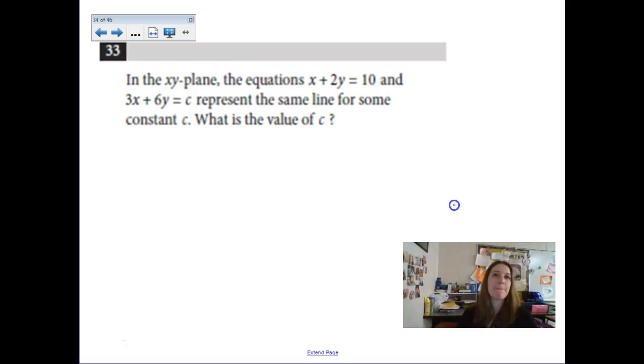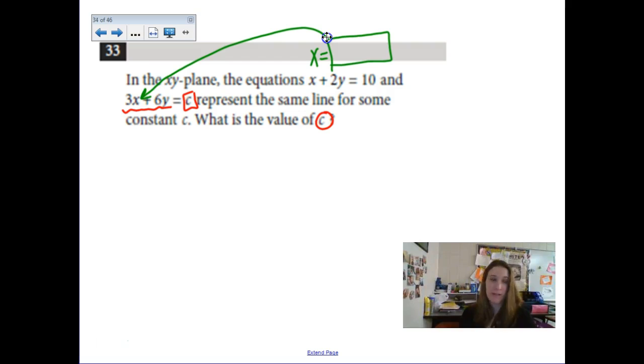Okay. This one is fun. It's not set up as a system, but it really truly is. They want to know the value of c. So basically, I need to know what this is, which means I need to know what this is. But they give me another clue, and it says x equals 2y plus 10. So what if I could figure out a way to say x, and then I could substitute that in over yonder. So let's do that. If I solve for x, I get 10 minus 2y. So I just subtracted this 2y over here.